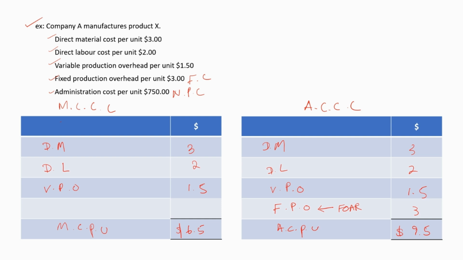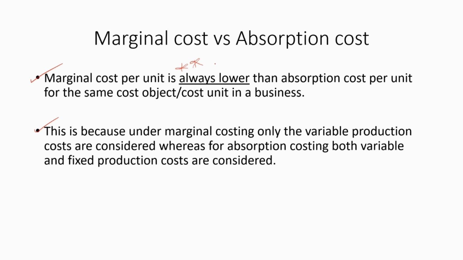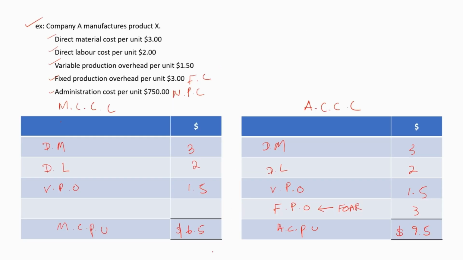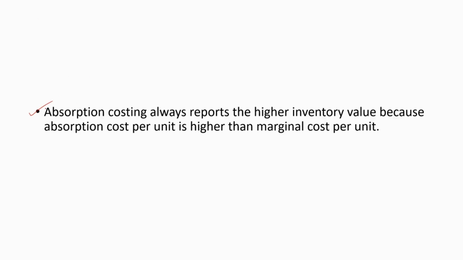Let's go back to the previous slide. As you can see, it says marginal cost per unit is always lower than absorption cost per unit. Now we can understand this because marginal cost per unit is less than the absorption cost per unit. This is because under absorption costing, we consider the fixed production overheads as well. That is the reason. Absorption costing always reports the higher inventory value because absorption costing per unit is higher than the marginal cost per unit. Now you can understand this point. Because the absorption cost per unit is higher than the marginal cost per unit, the inventory valuation will be higher for absorption costing. This is really important.